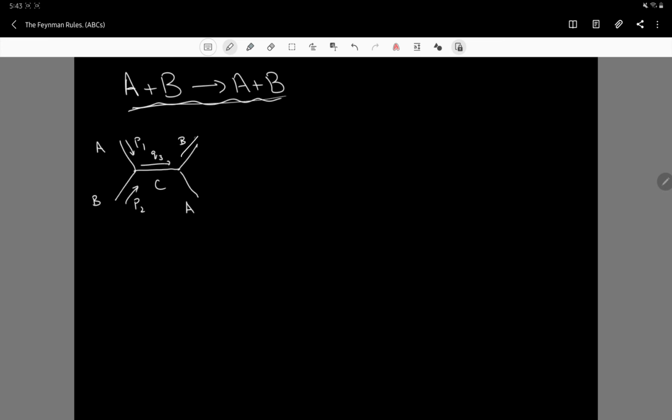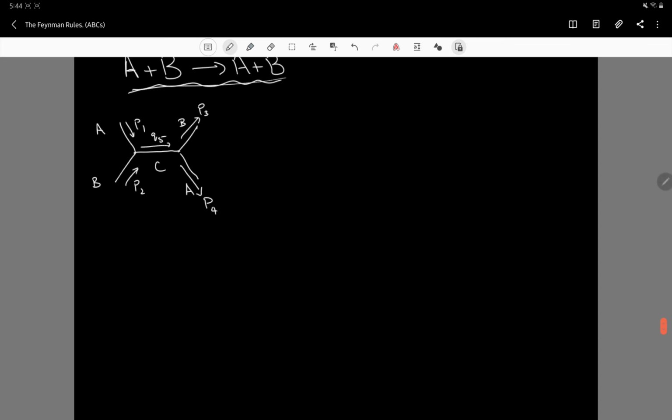And the external lines, this should be your P3. And this, let me check, this should be your P4. And then this should be your Q5. Okay, perfect.